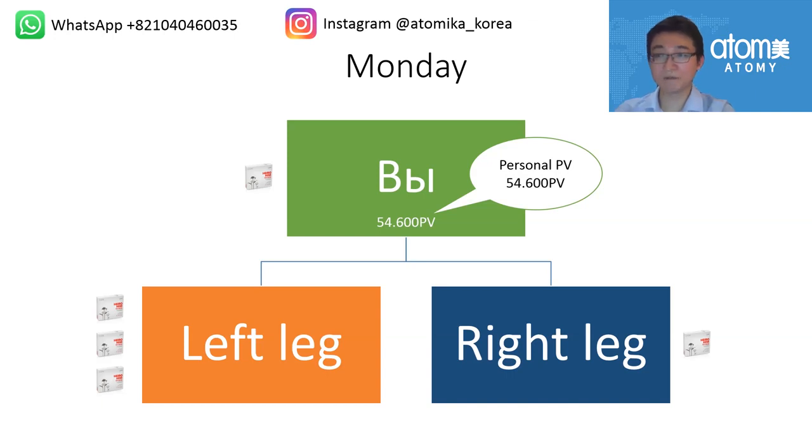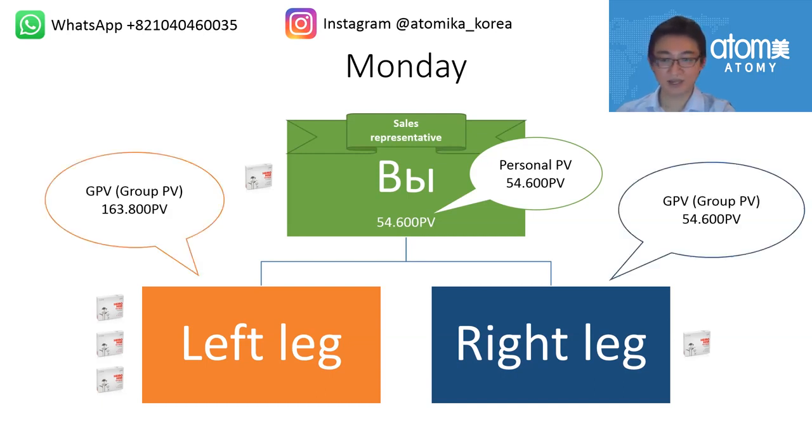This is more than 10,000 and therefore you are a sales representative. From this point on, you can start earning money with the company. And these are your group PV. So in order to earn money, you need to match the binary steps. This is one of the main sources of the income.